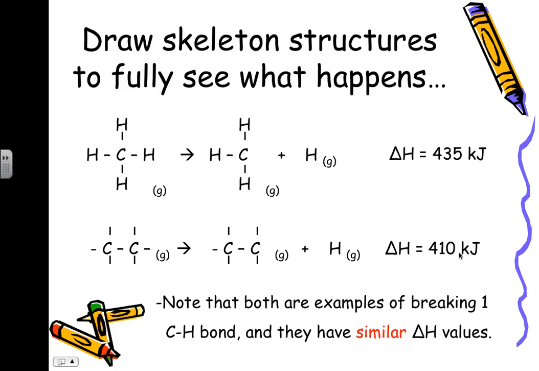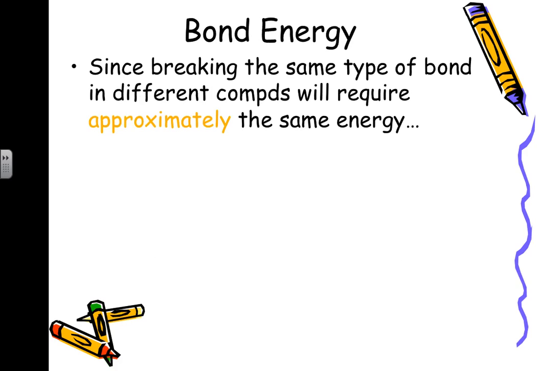So note, in both of these examples, we've broken the same type of bond, right? A carbon-hydrogen bond. And their enthalpy values are similar. Now, are they the same? No, but they're similar. So that leads us to the ability to go for averages here. I just want you to have an idea that every bond is a little different for sure. However, if I had more examples of CH bonds being broken, you would see very similar values to these, 430, 410, things like that.